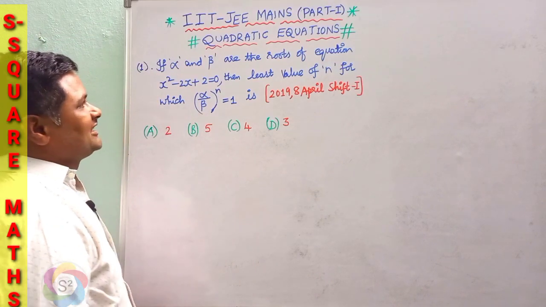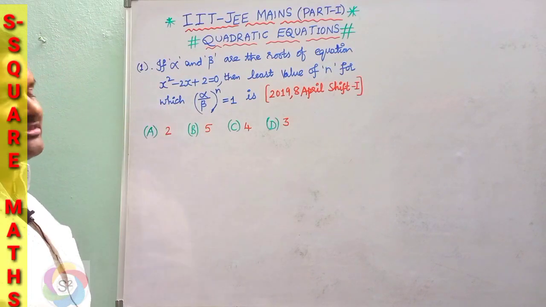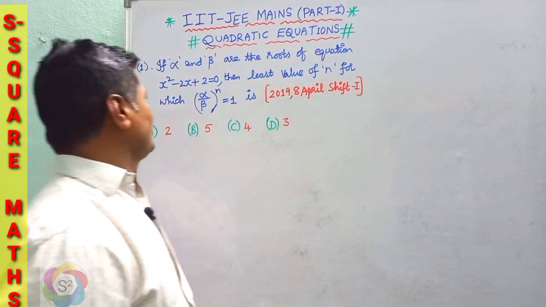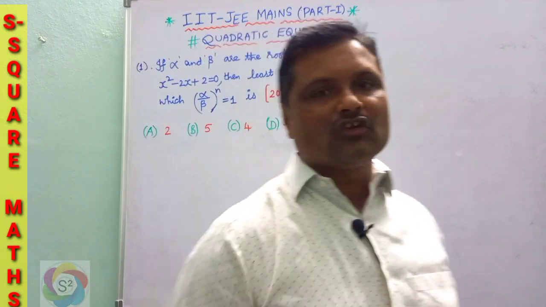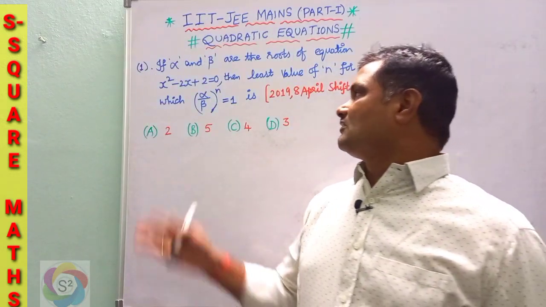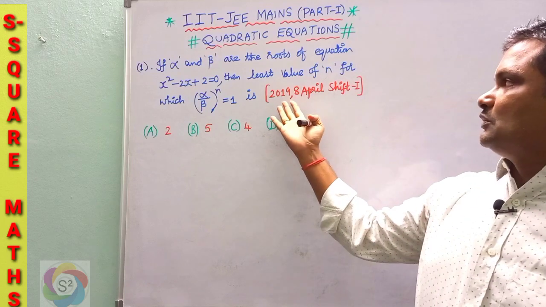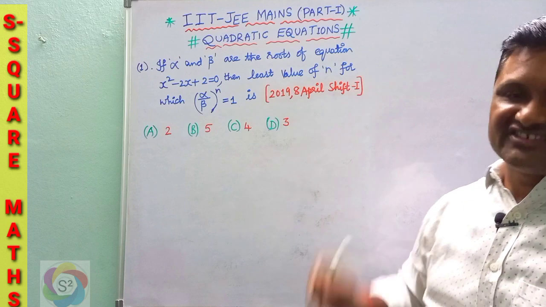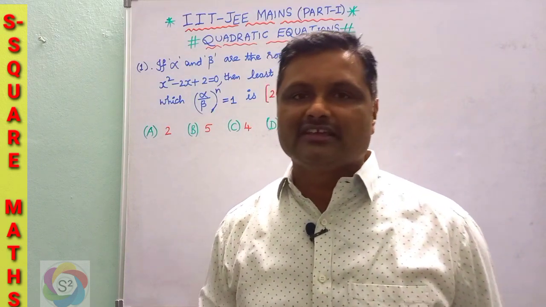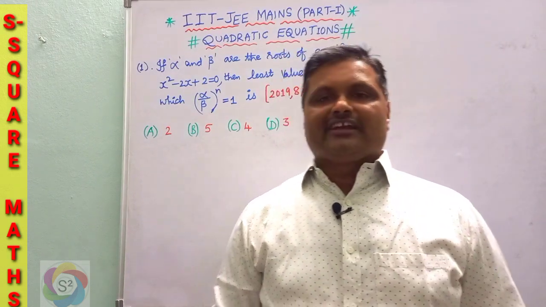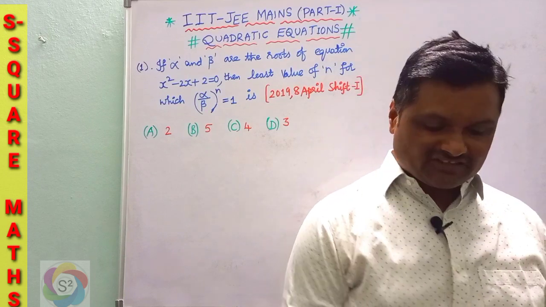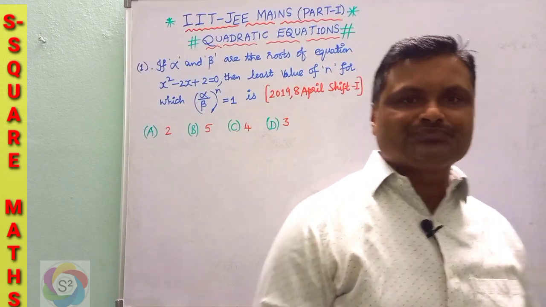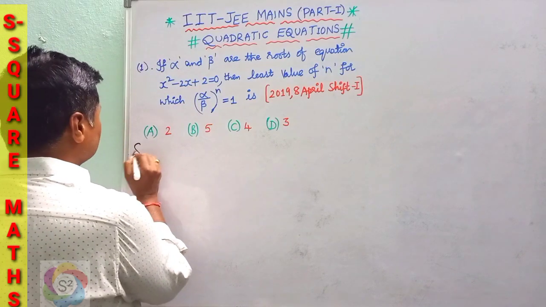If alpha and beta are the roots of the equation x square minus 2x plus 2 is equal to 0, then the least value of n for which alpha by beta whole power n is equal to 1. This question was asked in 2019 IIT Mains, 8th April, first shift. Don't be afraid by seeing the question, it's very easy. Let us start now. Here is the solution.